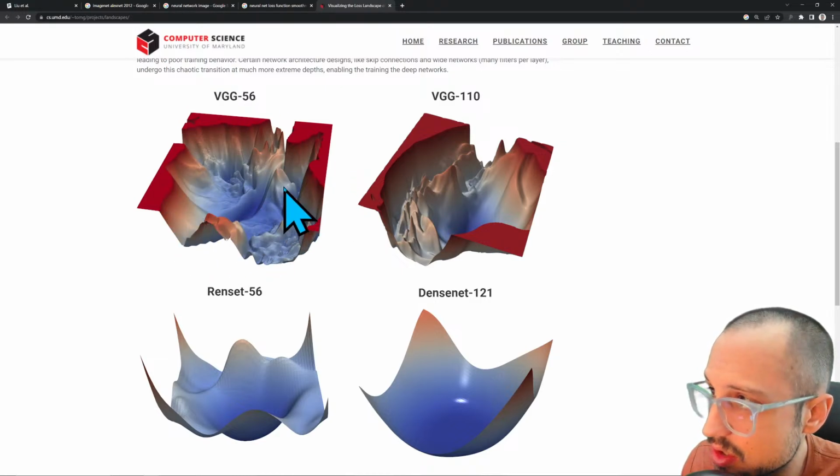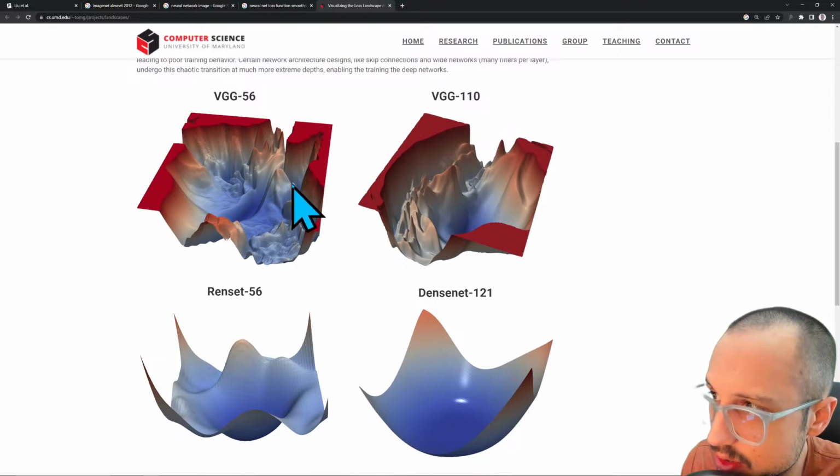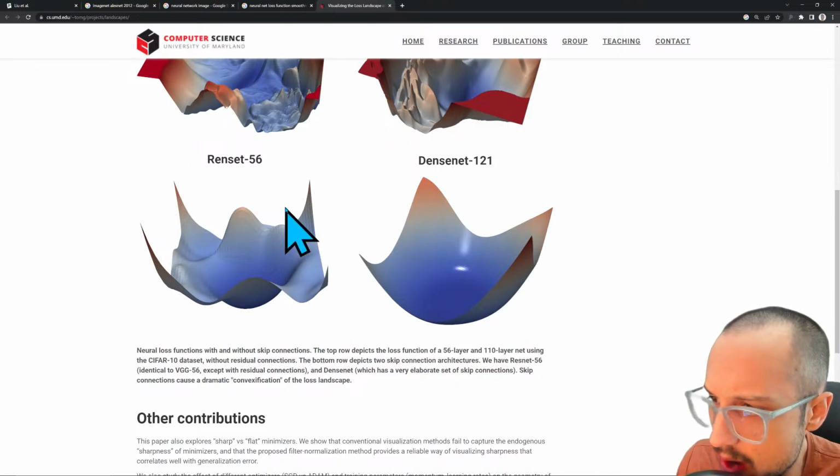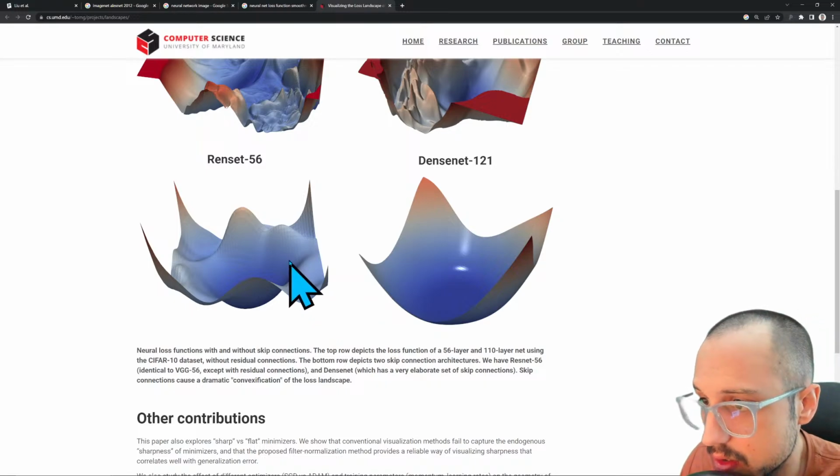So maybe you start here, and you take the mini batch, and the mini batch is telling you, okay, the gradient says go that way. So you walk here, and then it says, now the gradient says go this way. So you walk here, and here, and then here. The path you're going to be taking is a lot more complicated than something like this. In a ResNet, whenever you have residual connections, the loss landscape becomes more smooth.